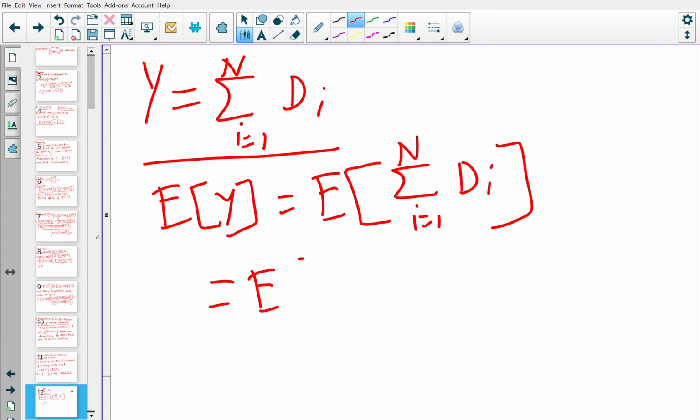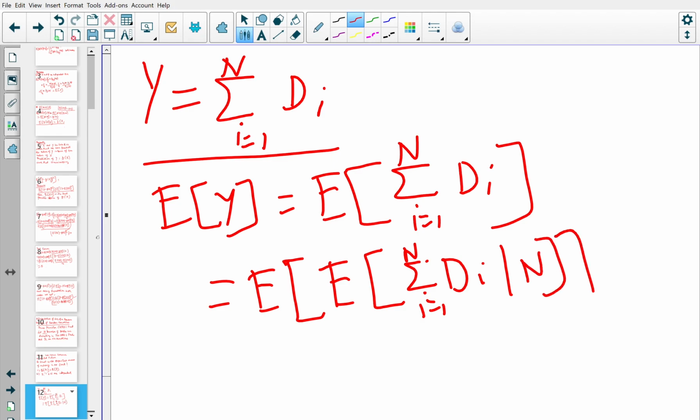So now we need to find this, and we know that this quantity is nothing but the expectation of the expectation of the sum over i equal to 1 to N of Di, given capital N. This is the property we already proved in my last lectures. So now try to find out what this quantity is. Let us find the inner expectation.